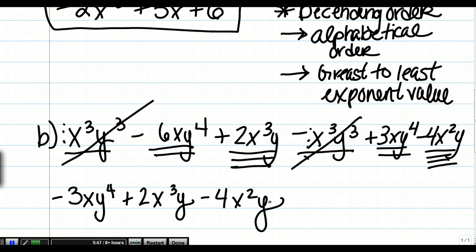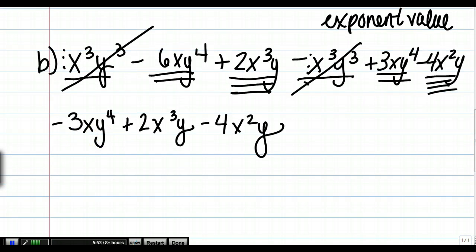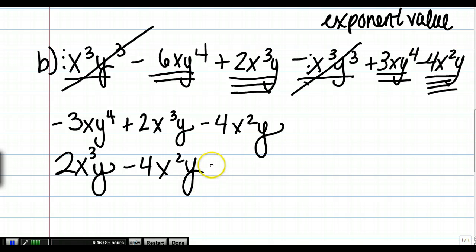Now you need to make sure that this is in descending order. Alphabetical order would be you're looking at your x's first. So when you write this, you are going to look for the highest exponent value for x, and that is x to the third. So I'm going to have 2x to the third y, and then the next one is x squared, so I'm going to write this term down, and the next one is just x. So even though this is y to the fourth, you had to do your alphabetical order first, which was x. X comes before y in the alphabet.